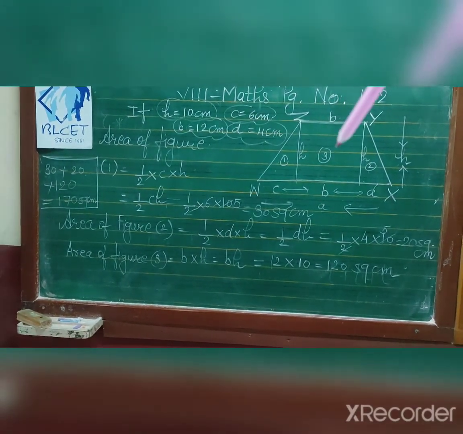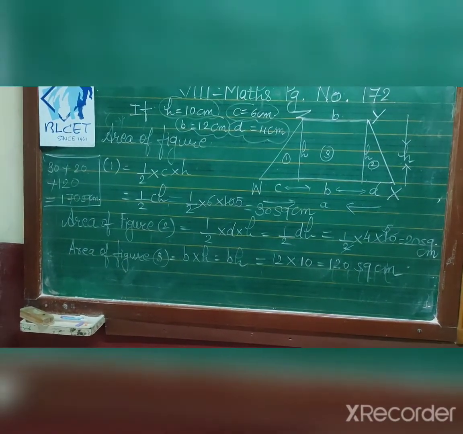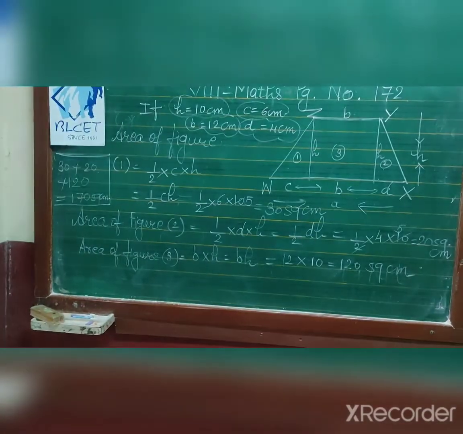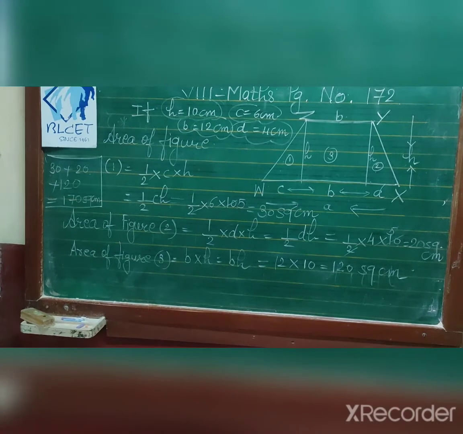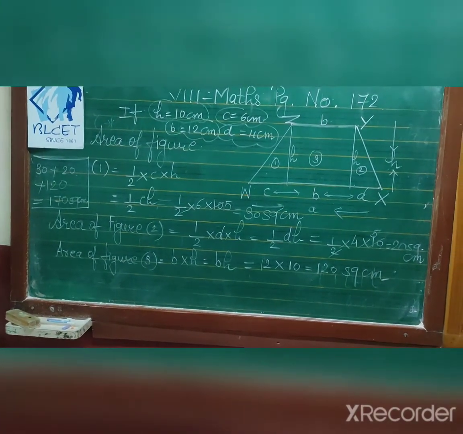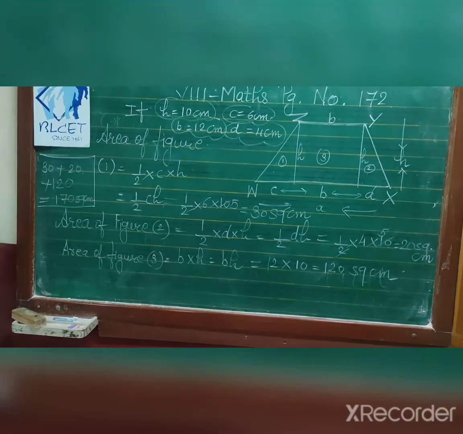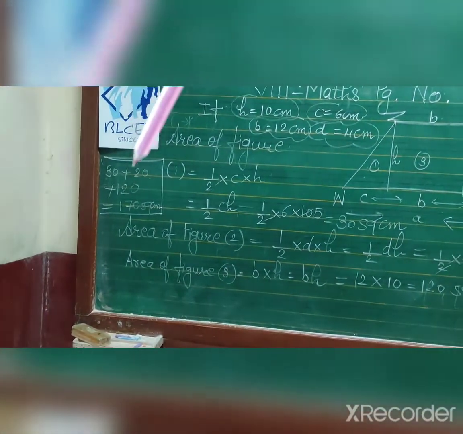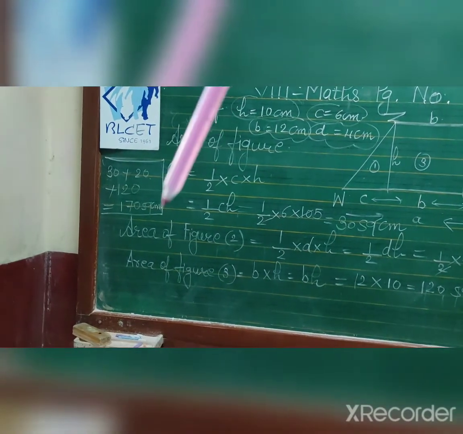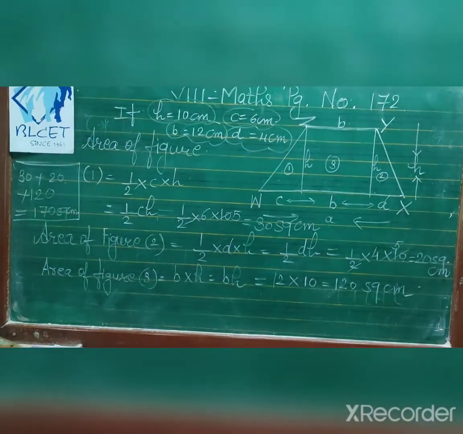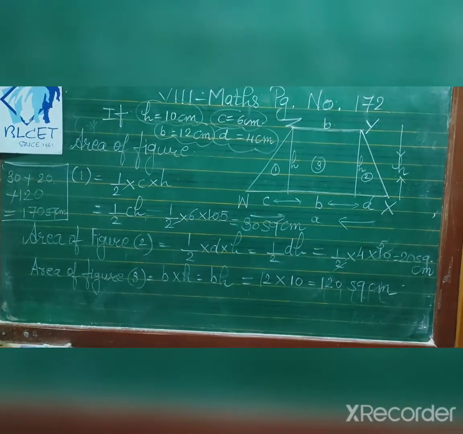Area of figure number 3, that means base into height. So B into H, so B is 12 and height is 10. So 12 tens are 120 square centimeter. Now when we add, we will get the total area of the figure. So 30 plus 20 plus 120 is 170 square centimeter. Okay, we calculated it separately.